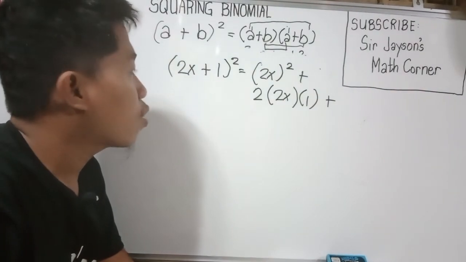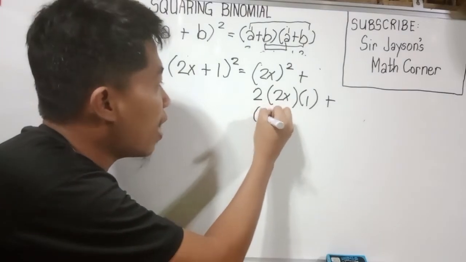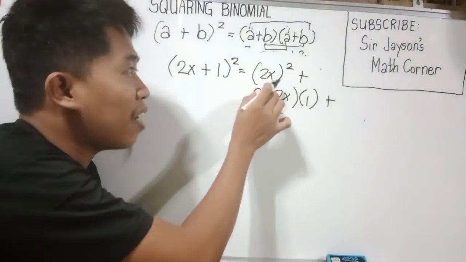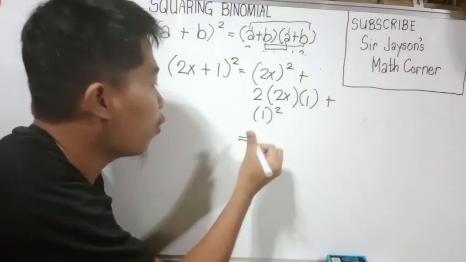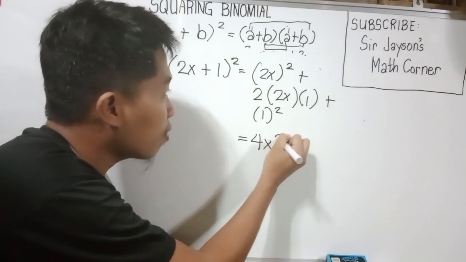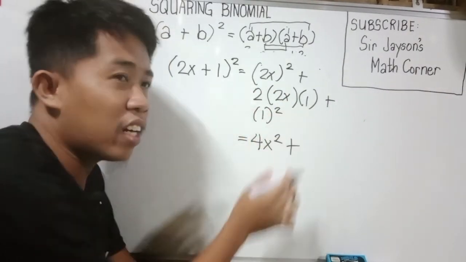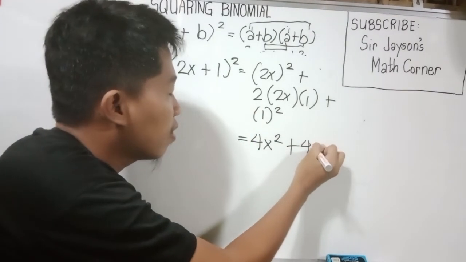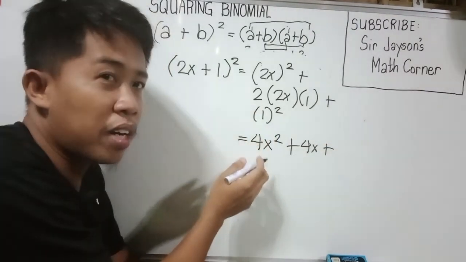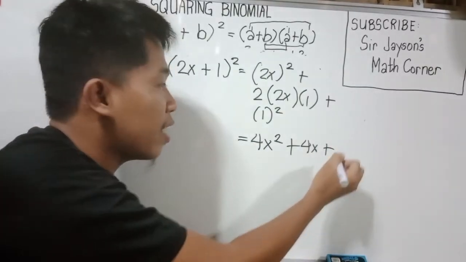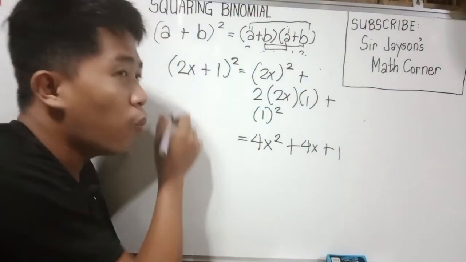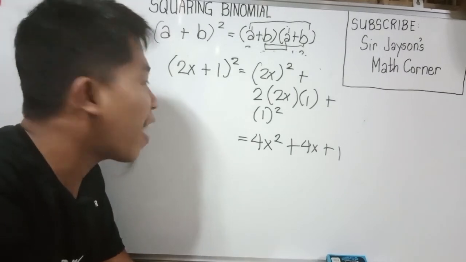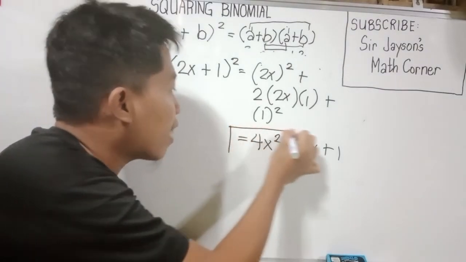That's 1 squared. Then you will get an answer of 2x squared, that's 2 squared times x squared, that's 4x squared, plus twice the product of 2x and 1, that's 4x. And then you square the last term, 1 squared, the answer is 1. So therefore, when we expand the expression 2x plus 1 squared, the answer is 4x squared plus 4x plus 1.